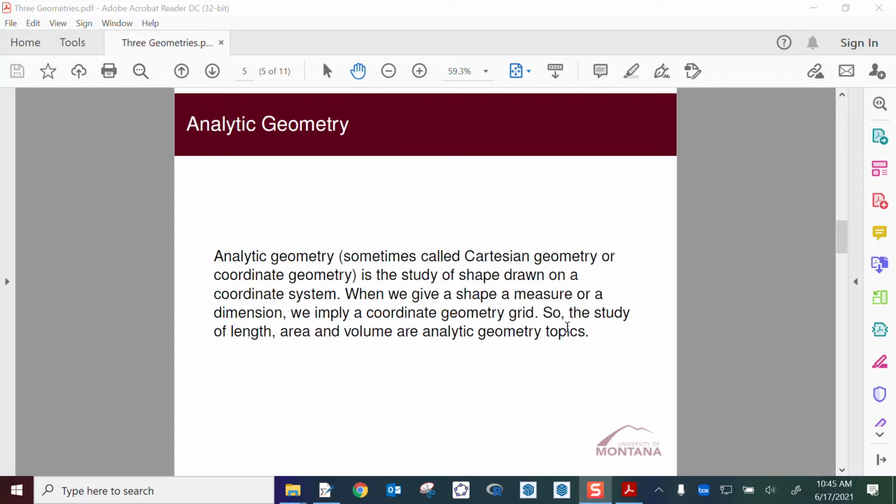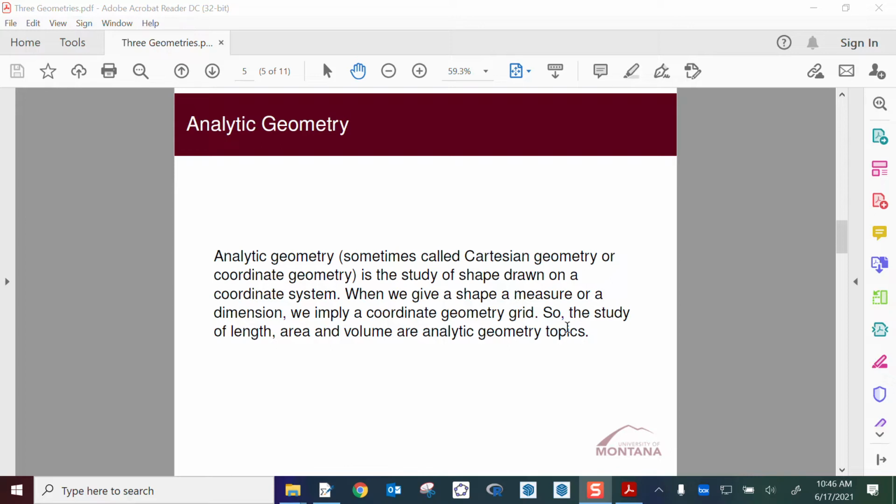What about analytic geometry? Well, analytic geometry is sometimes called Cartesian geometry or coordinate geometry, and it's the study of shape drawn on a coordinate system. So anytime we put things on the coordinate plane, we're doing analytic geometry if we're studying shape. And when we give a shape a measure or dimension, we imply a coordinate geometry grid.